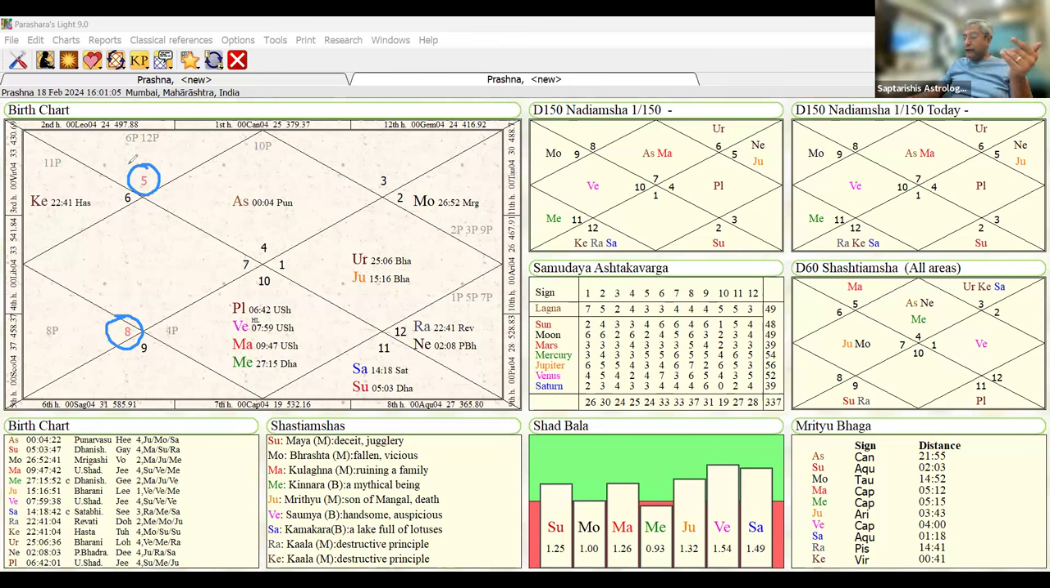Will be very tough. And most important, it will not give good results. Are you getting it? So these are called Dagdha Rashis. That means burnt Rashis. It is such a beautiful thing.